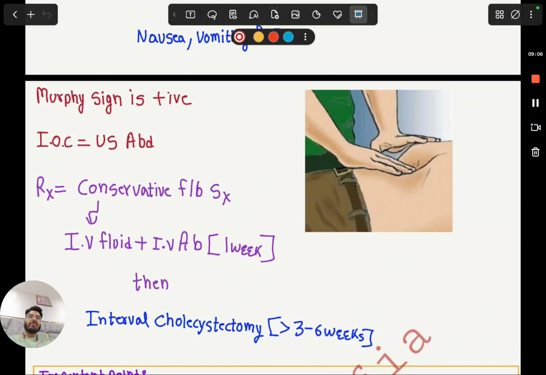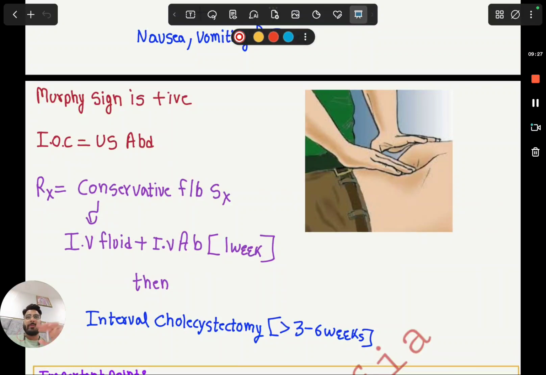Investigation of choice, as I've already told you, in all cases of gallstone pathology is ultrasonography of the abdomen. Conservative treatment will be done first, and then we will go for surgery. Remember, conservative first and then surgery. In this case, we will go for interval cholecystectomy.